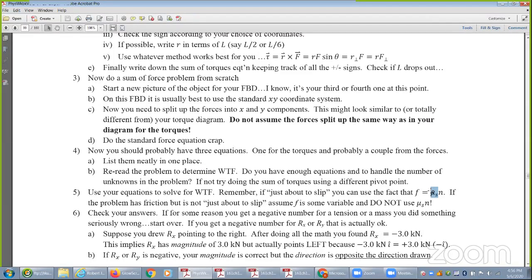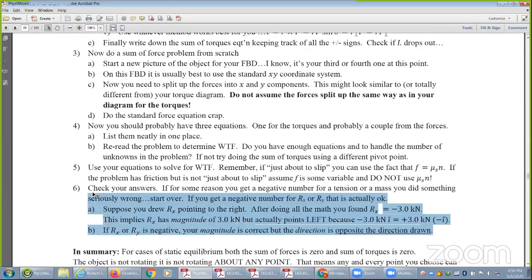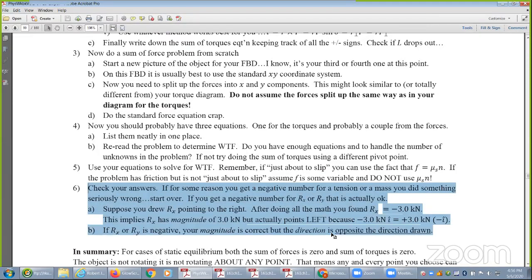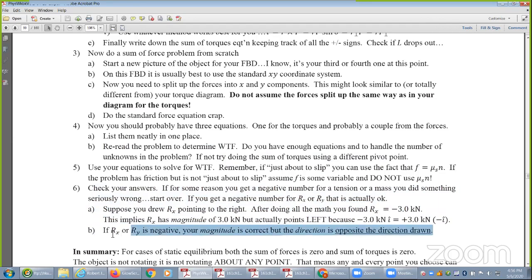And then this is kind of important. Check your answers. If for some reason you get a negative number for a tension or a mass, you did something wrong. However, if you get a negative number for Rx or Ry, that is fine. If you draw Rx pointing to the right and you get a negative number, that's basically saying it's 3 in the negative i hat direction. So just keep track of this for the reaction force. This is the buzz phrase I want you to remember: if Rx or Ry is negative, your magnitude is correct, but the direction is opposite the direction drawn. So if you draw it pointing to the right, it actually ends up pointing to the left if you get a negative number.